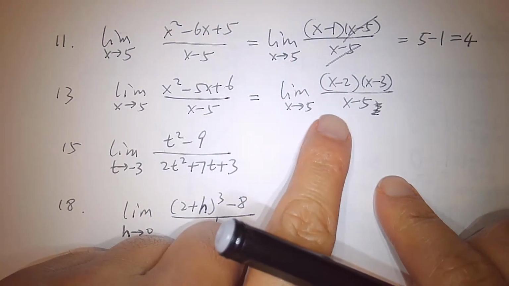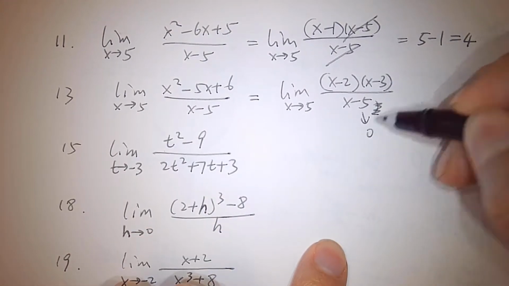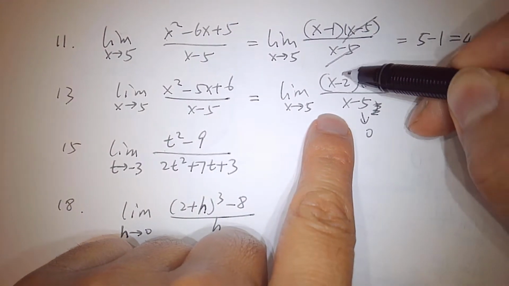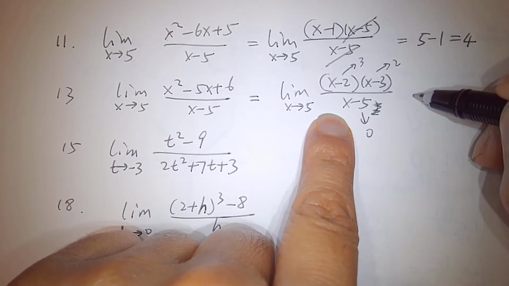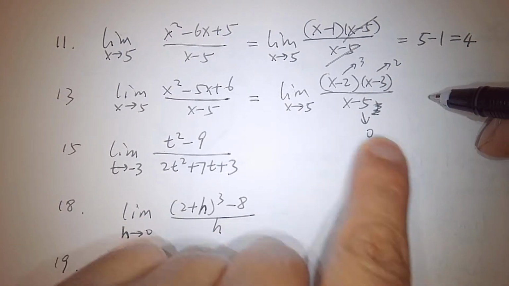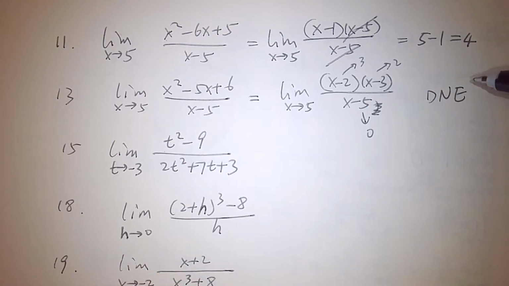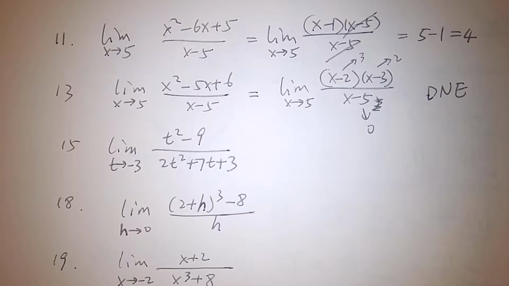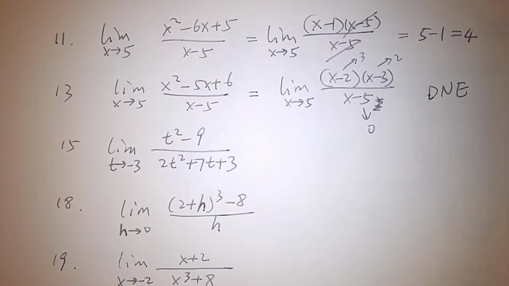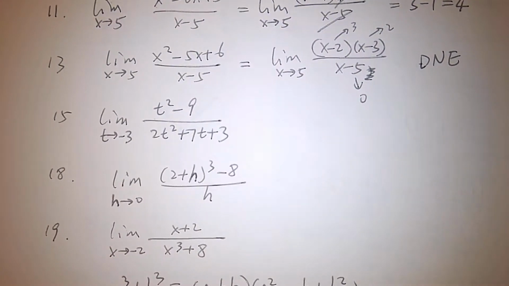Okay. X minus 5 goes to 0. X minus 2 goes to 3. This goes to 2. So 3 times 2 goes to 6. 6 over 0 does not exist. Everybody, are we on the same page? Question 13. Question 15.